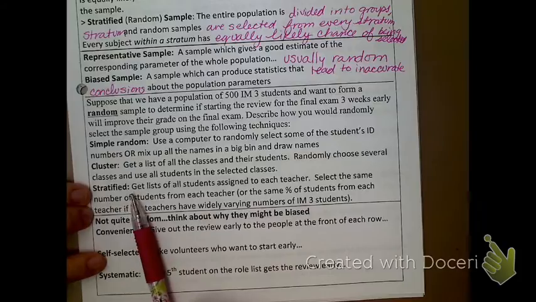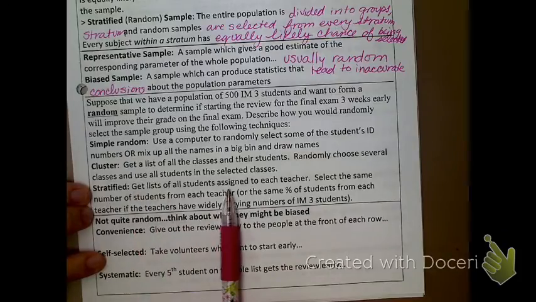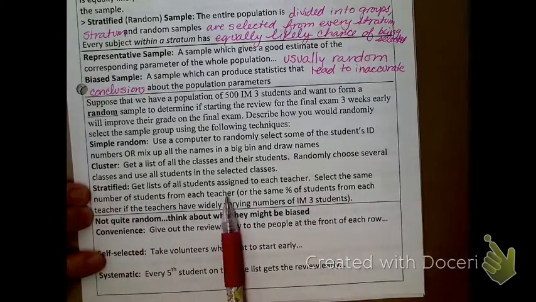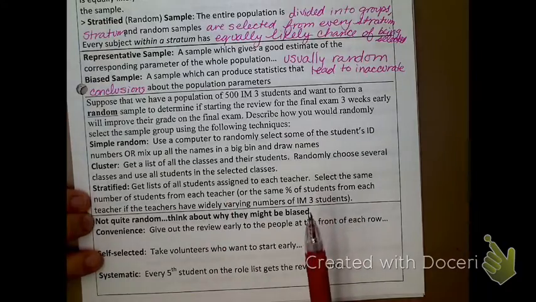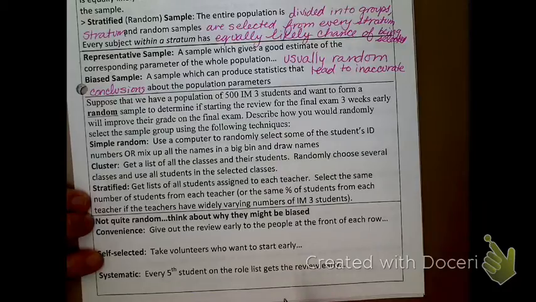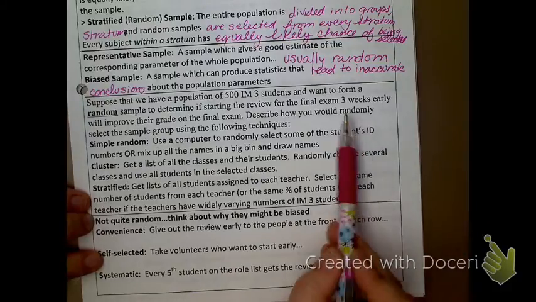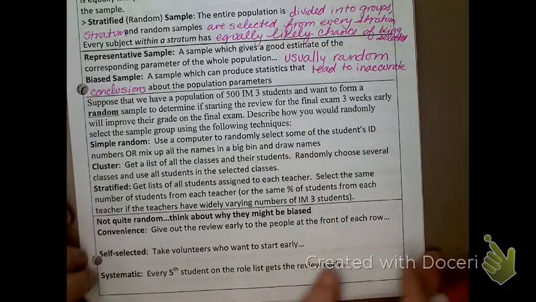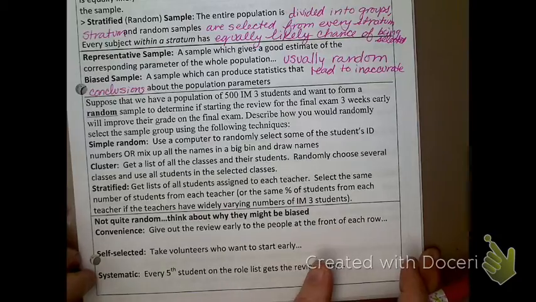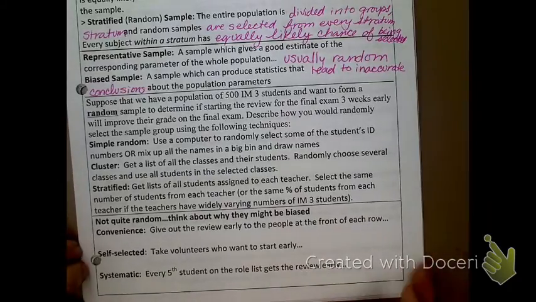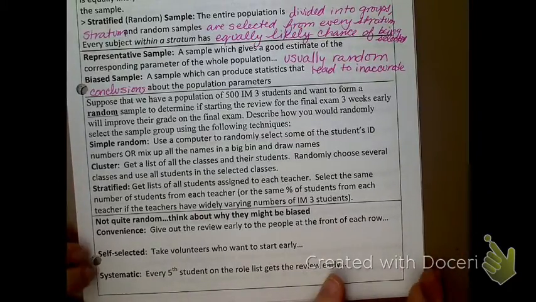A stratified sample, which would mean I would get lists of all the students, and then I would select the same number of students from each teacher or from each period if I was doing that. So if my 4th, 5th, and 6th, maybe I chose 5 students from period 4, 5 from period 5, and 5 from period 6, and gave those students the final exam review 3 weeks early, and then compared them to how everybody else did on the final exam. That would be a stratified example.